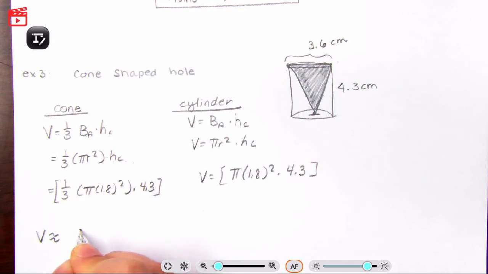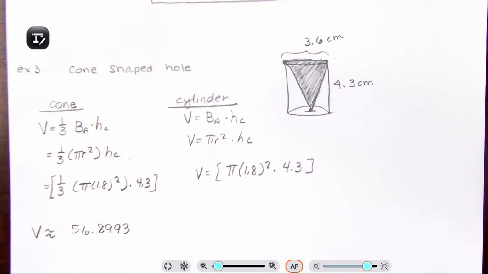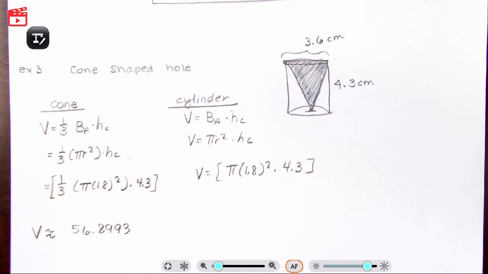I get 56, excuse me, 8993. And again, this is not my final answer, so I'm going to write as many digits out as possible. So I have 1.8 squared times 4.3 times pi. Oops. And I get 43.7687. So now I'm thinking something went wrong.